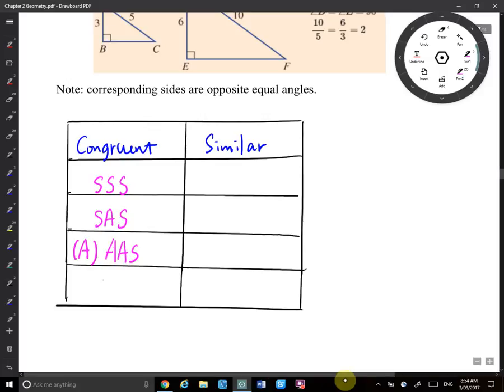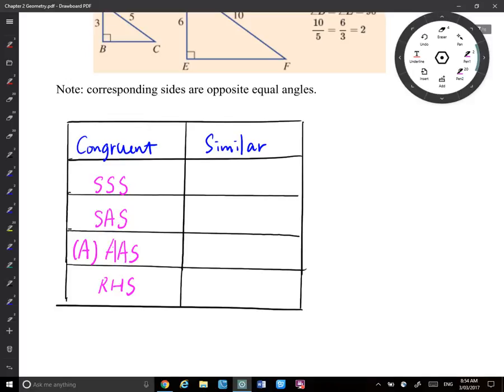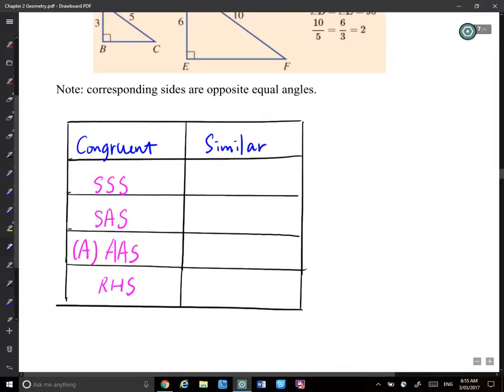The last one is RHS. If you have right-angled triangles, and the hypotenuses are the same and one other side is the same, then they are congruent triangles. That's four conditions here.